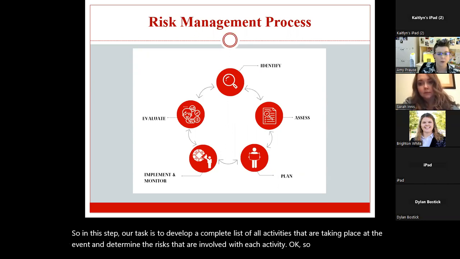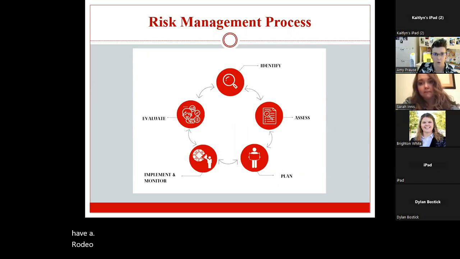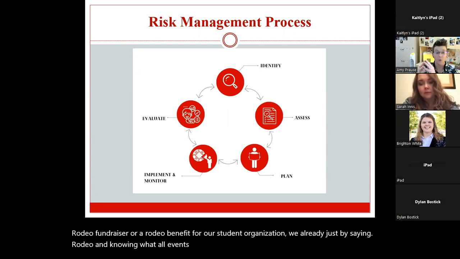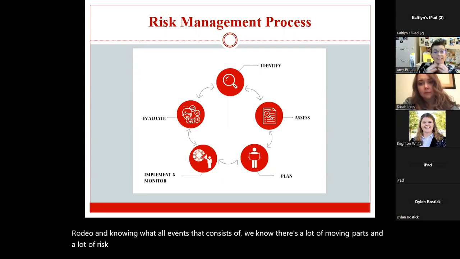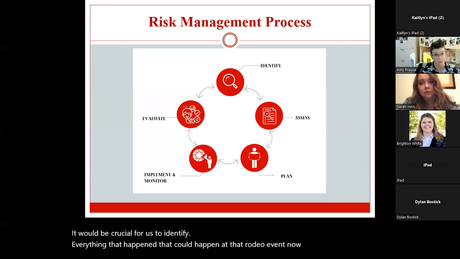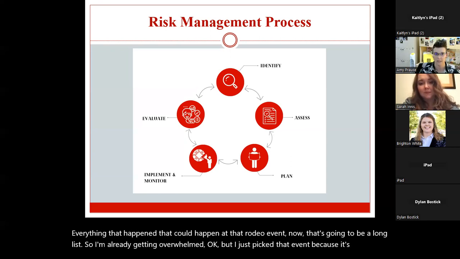So if we are going to have a rodeo fundraiser or a rodeo benefit for our student organization, just by saying rodeo and knowing what all events that consists of, we know there's a lot of moving parts and a lot of risk associated with hosting that as a student organization. So it would be crucial for us to identify everything that could happen at that rodeo event. Now that's going to be a long list, so I'm already getting overwhelmed, okay? But I just picked that event because it's so easy to think about the risk that could happen.